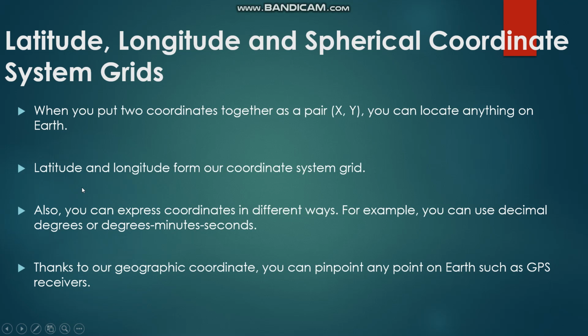When you put the coordinates together as a pair, you can locate anything on Earth. Latitude and longitude form our coordinate system grid. Also you can express coordinates in different ways. For example, you can use decimal degrees or degrees, minutes, seconds. Thanks to geographical coordinates, you can locate a point on Earth, such as with GPS receivers.